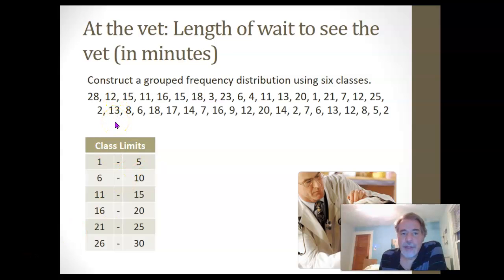So, we're in the middle of constructing a grouped frequency distribution. We've decided what the class limits should be. Now we're going to go through and count how many of these numbers fall into each class. Now, there are ways of getting a computer to do this for you. But if we're going to do it by hand, we can just go through the list one at a time and make sure each number gets counted in the appropriate class.